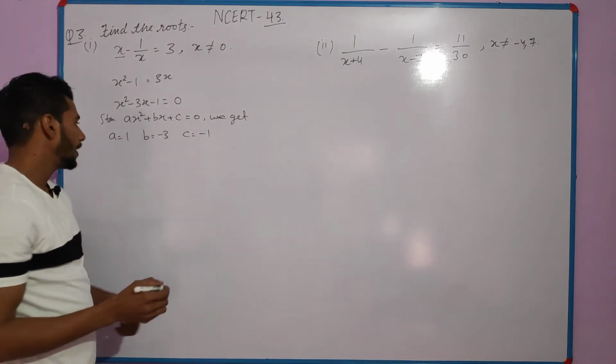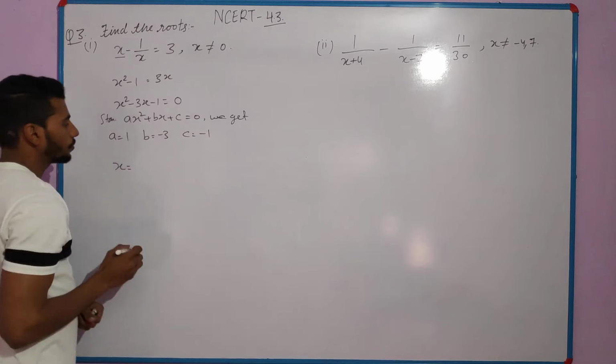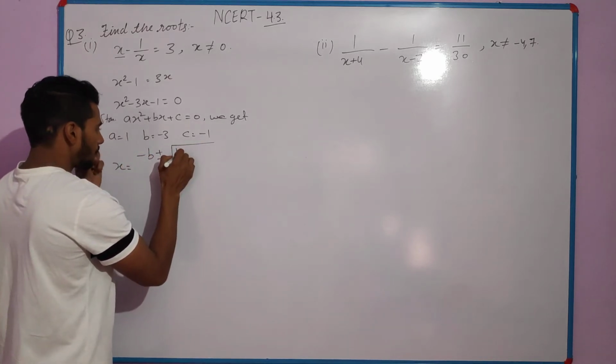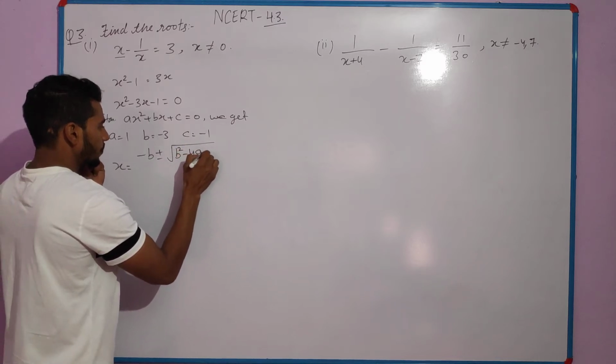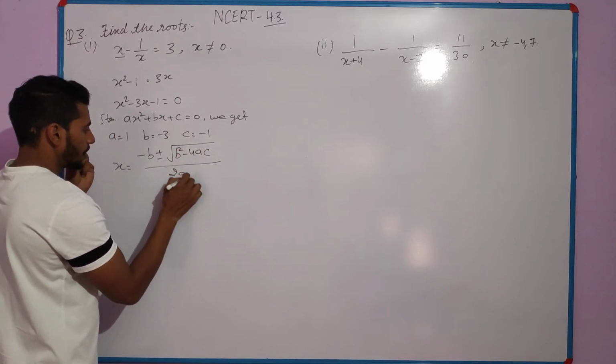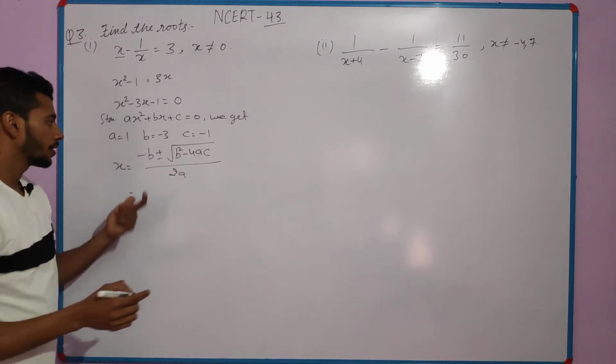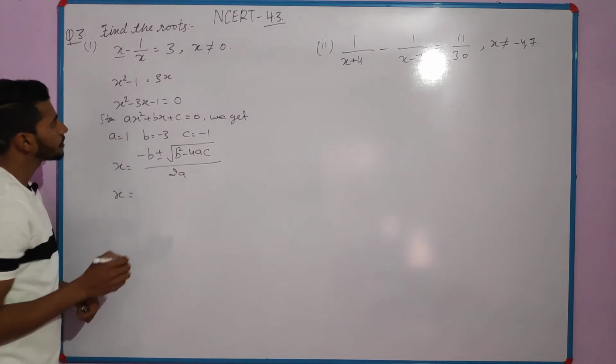Now let's write down the quadratic formula. x is equal to minus b plus minus square root of b square minus 4ac over 2a. Now plug in these values in the quadratic formula. We can easily get the roots of the given equation.